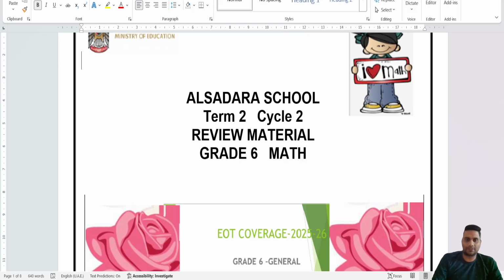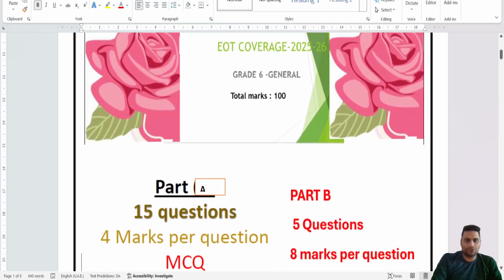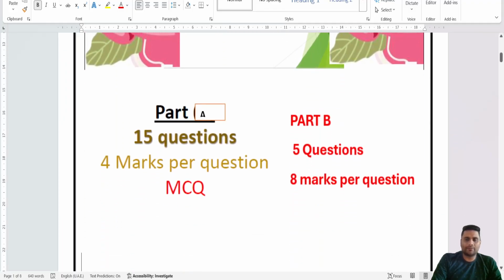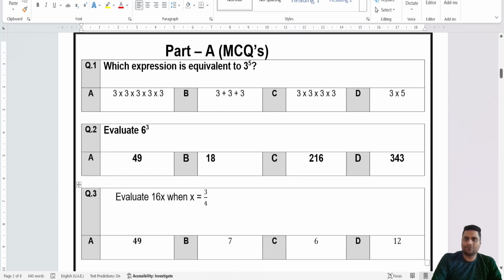So let us start the review sheet. First, there are 15 questions which will be MCQ types, and then there will be 5 questions writing type in which you have to write the solution. So part A, MCQ, in which there are 15 questions. Let us start with question number 1.